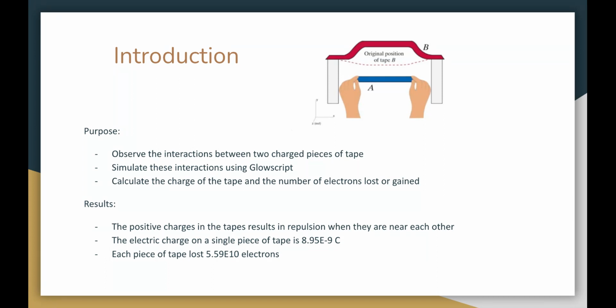The results of this experiment were that the positive charges in the tape result in repulsion when they are near each other. The electric charge on a single piece of tape is 8.95 E negative 9 coulombs, and each piece of tape lost 5.59 E 10 electrons.